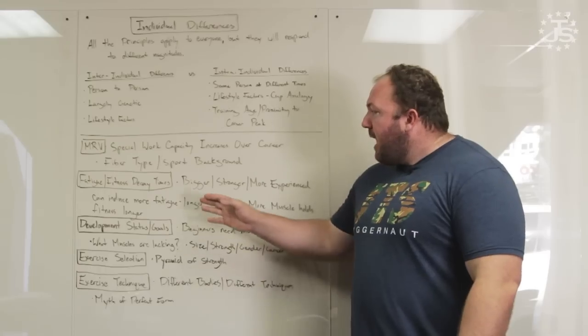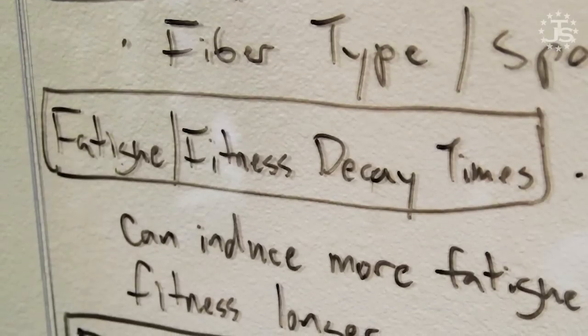Compared to someone who maybe was a sprinter previously, they're more likely going to be a great powerlifter compared to the marathon runner. But because they're so much more fast twitch dominant, they're not going to be able to have as high an MRV, because all the training that they do is going to be that much more taxing and stimulating to their body. So look at fatigue and fitness decay times.